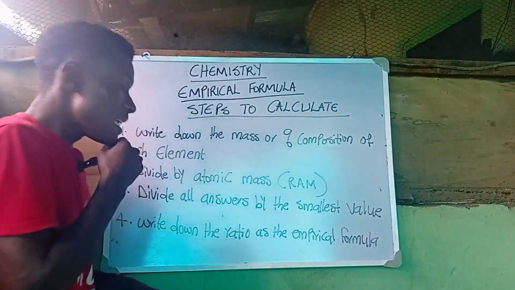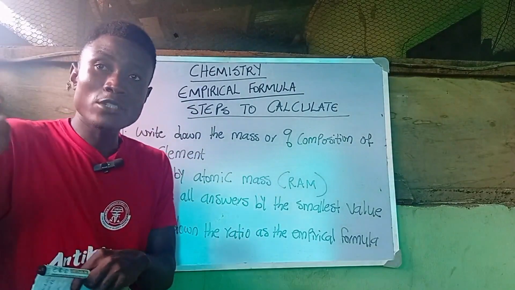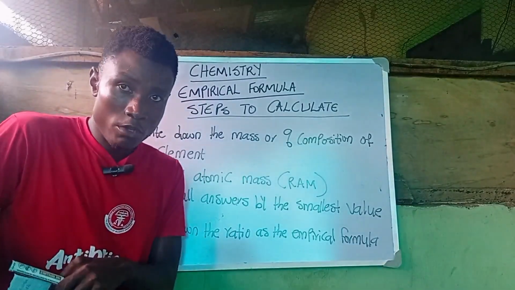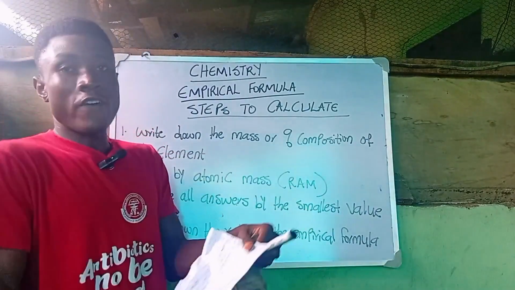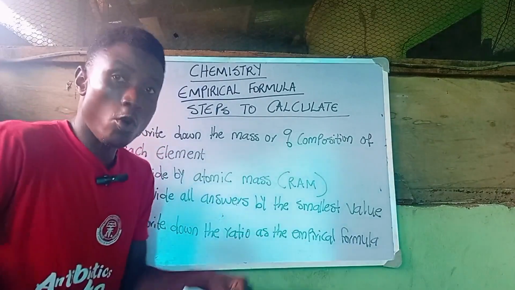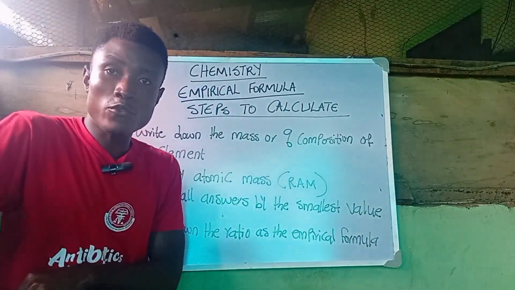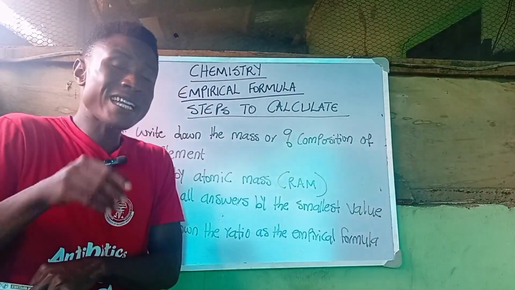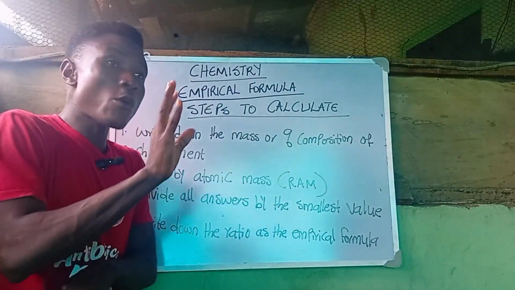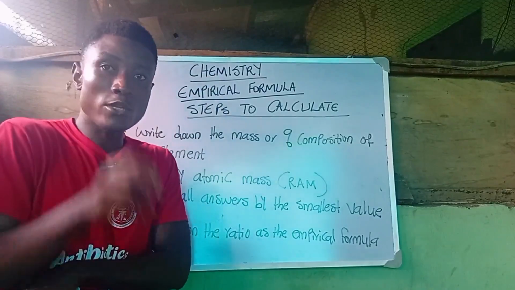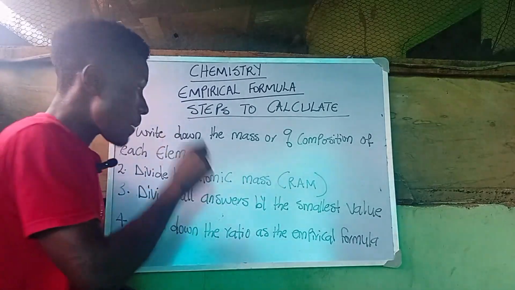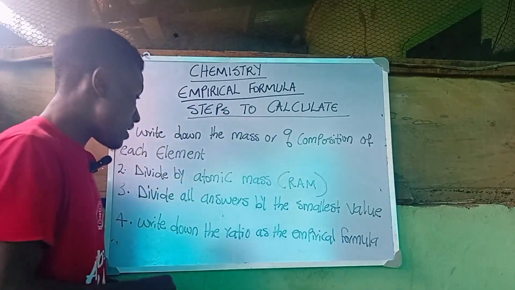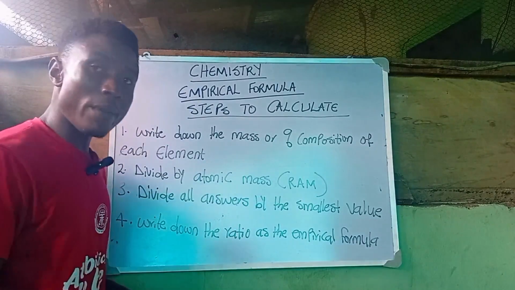Then number three is that after you divide each of these elements, you are going to get different values. Let's say 10 divided by 2, you get 5, you get 2, you get 1. If you have 10, 5, 2, you find out that the smallest value there is 2. So you divide the 10 by 2, divide the 5 by 2, and divide the 2 by 2. That is, you divide all the answers by the smallest value. Then number four is that you write down the ratio as the empirical formula.